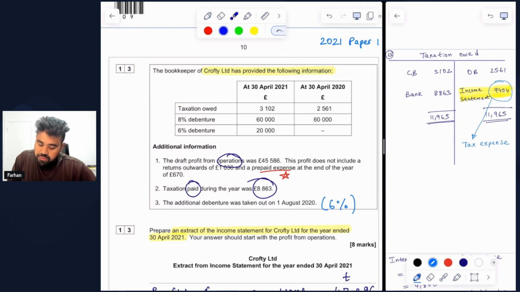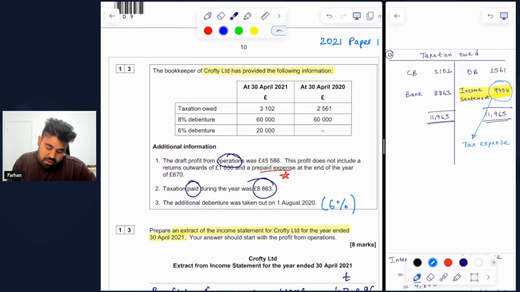So you can see we have two financial years ending 30 April 2020 and 30 April 2021. We are given the information for taxation owed, which is a liability. We are given the information for 8% debenture and 6% debenture. Now, debentures are loans that are given to a company.